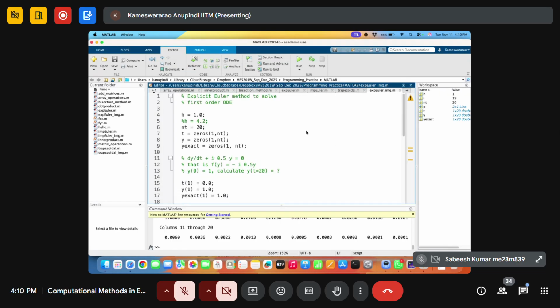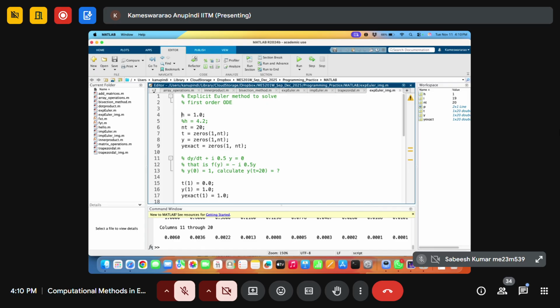If you remember, we looked at y prime equals i omega y, where the right hand side is purely imaginary. That means it will produce oscillatory solutions. So whatever we have learned for purely imaginary lambda, explicit Euler was unstable, whereas implicit Euler was stable and the trapezoidal method was stable. That's what we have learned in the theory. So let us try to see whether that is correct or not through programming.